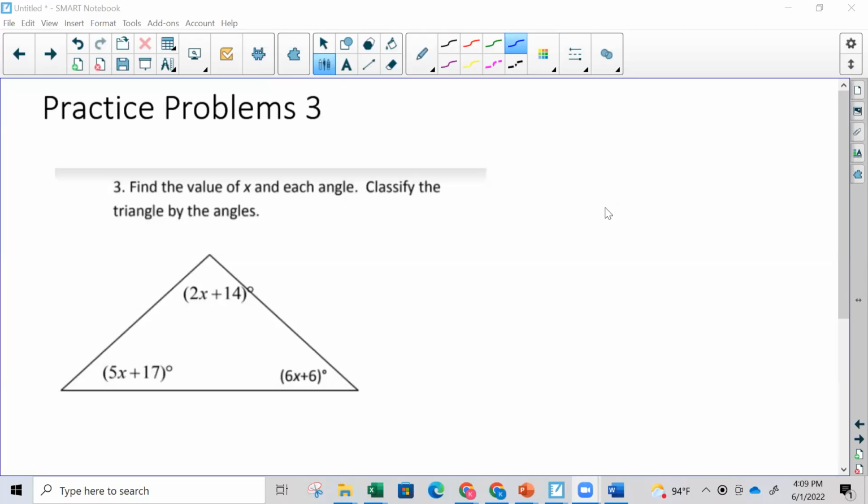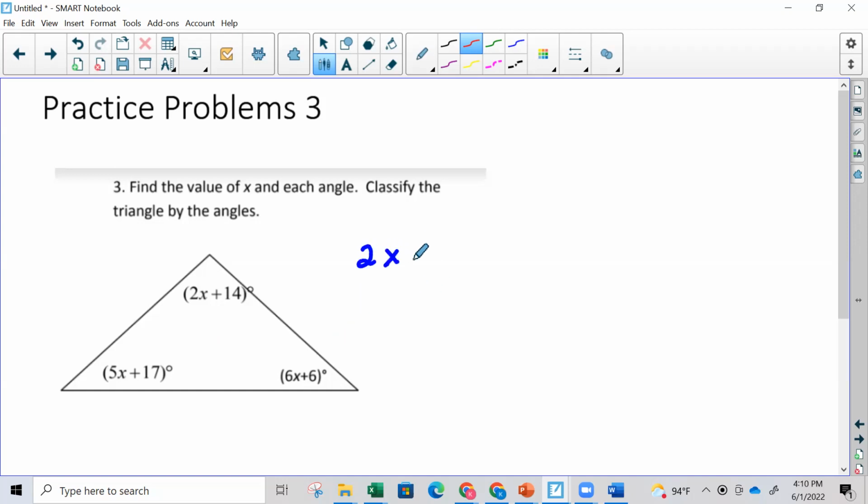In this video, we are going to do a few more examples with triangles involving algebraic expressions. So this one says find the value of x and each angle, and classify the triangle by the angles. So we are given three expressions for the angles. And whenever we have three angles in a triangle, we know that the sum of those three angles is 180.